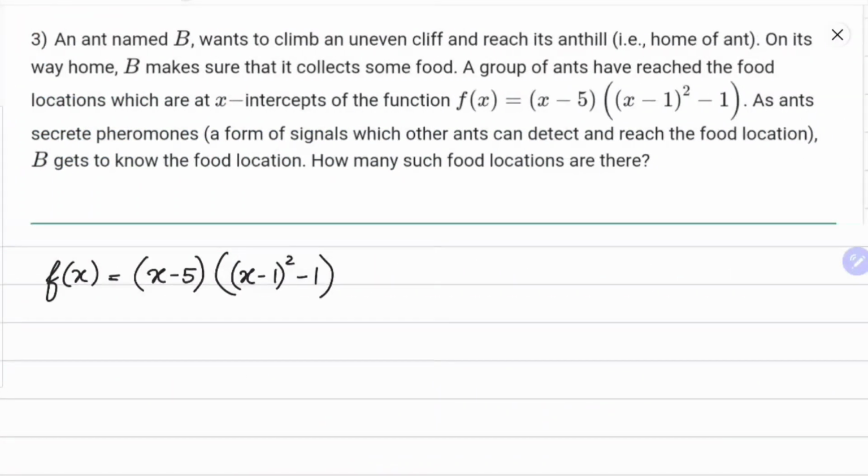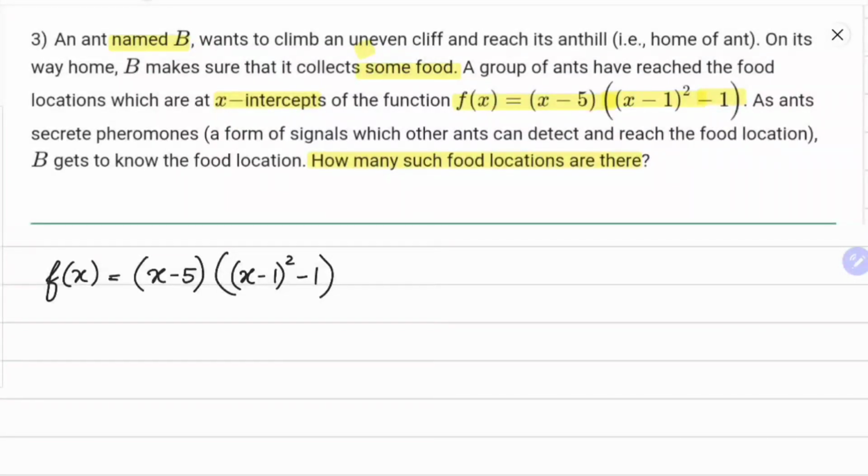Okay, so in the third question it is given an ant named B wants to climb an uneven cliff and reach its anthill, that is its home. On its way home, B makes sure that it collects some food. A group of ants have reached the food locations, which are the x-intercepts of the function f(x) given as (x minus 5)((x minus 1)^2 minus 1). As ants secrete pheromones, a special form of signal by which they can detect and reach the food locations, B gets to know the food locations. How many such locations are there?